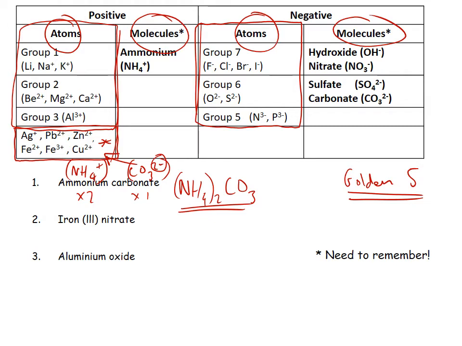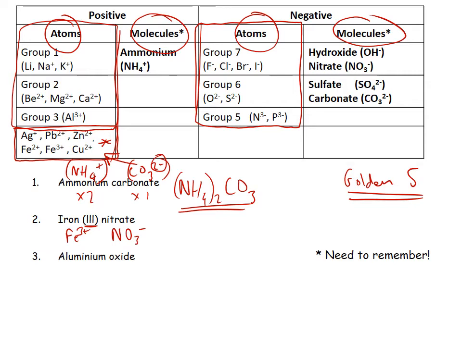So here, iron 3, because we've got a Roman numeral in the name, that tells us that this is iron 3 plus. All metals give positive ions, so you know it's a positive, not a minus. And then nitrate, NO3 minus. Again here, you need to just remember that.